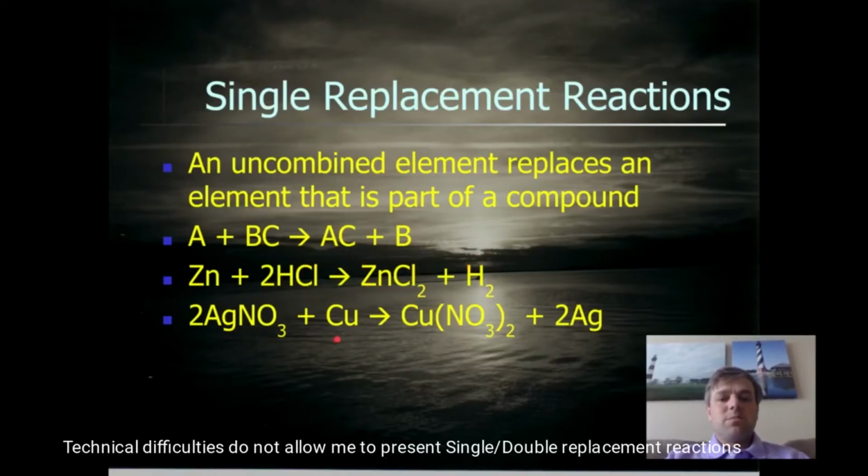Or silver nitrate plus copper makes copper nitrate and silver. You'll notice that on the reactant side, you have one element by itself, in this case zinc, and in the other case copper. And then when the reaction's done, you have hydrogens by itself or silvers by itself.